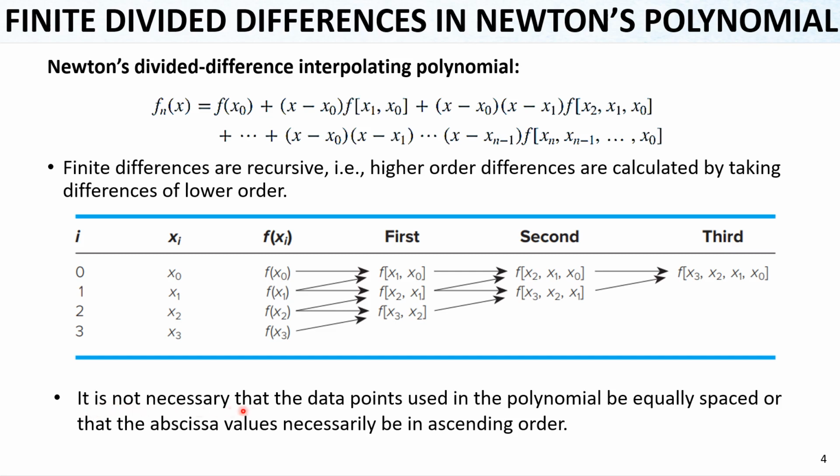It is not necessary that the data points used in the polynomial be equally spaced, or that the abscissa values necessarily be in ascending order, but it is good to have this, but it's not necessary. So for any data you can implement this Newton's polynomial.